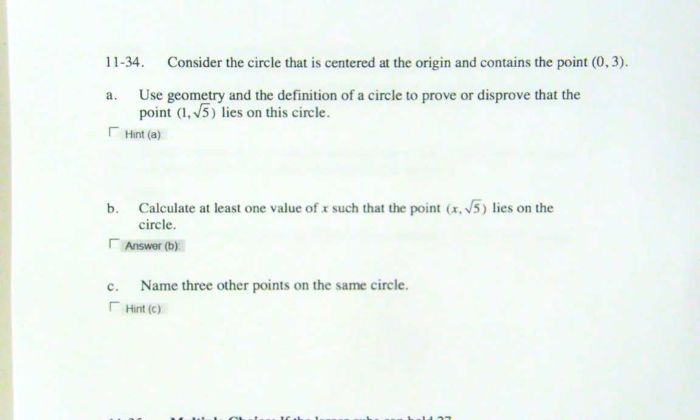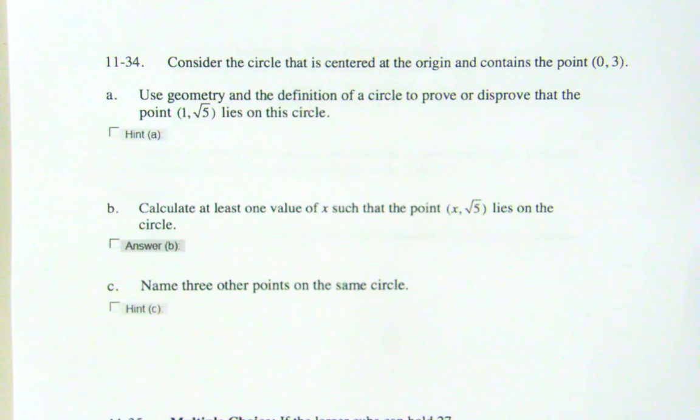Okay, this is going to be Math 2, Chapter 11, 34 to 37. On the first one it says, consider the circle that is centered at the origin and contains the point (0, 3). Use geometry and the definition of a circle to prove or disprove that the point (1, square root of 5) lies on the circle.